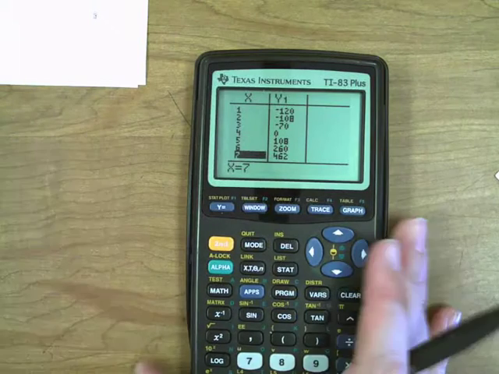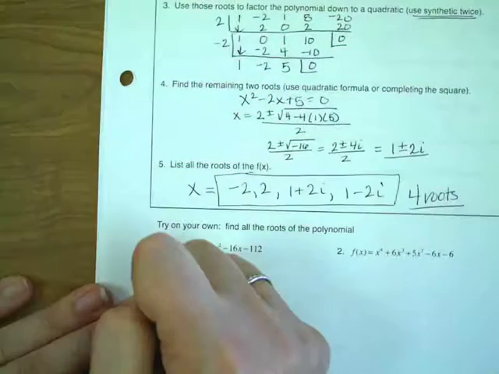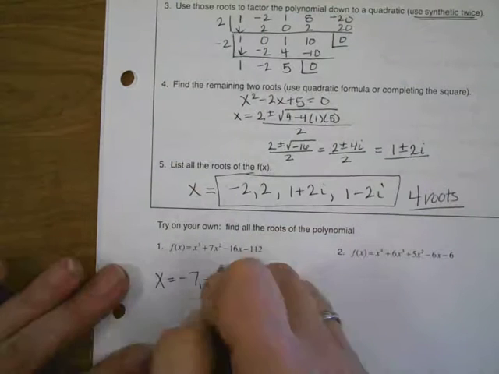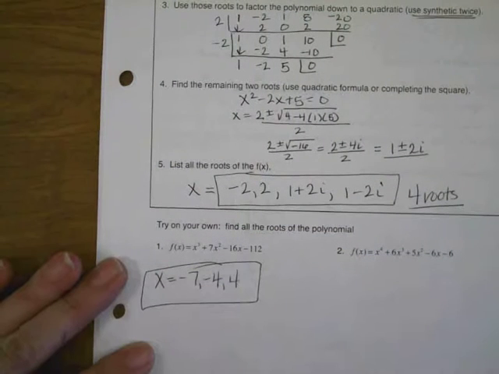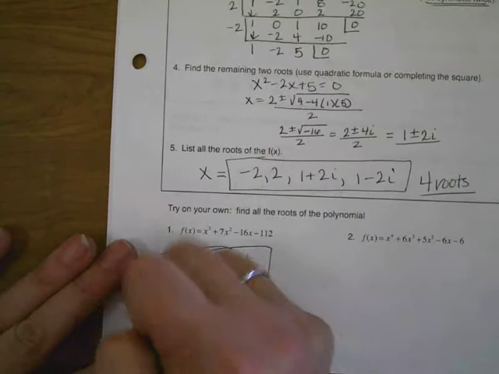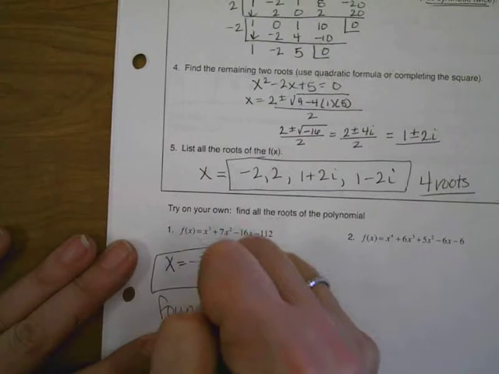So I can see all 3 of the roots on my calculator, and so I don't really need to do any more math. I'm just going to write those roots down. Call it good. I don't have to do any of the other processes if I can find them all on my calculator.